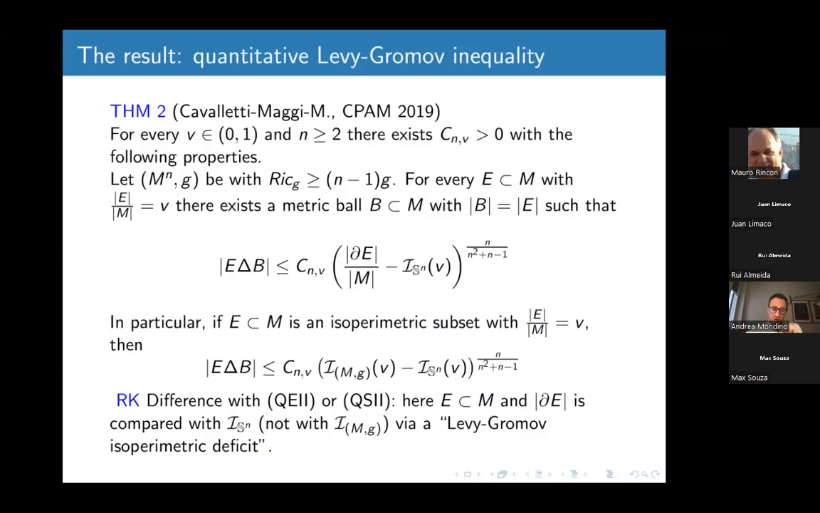Okay. Here we're doing something different. Here what we are doing is taking the normalized perimeter of the subset, and this subset is a subset of M. And we are comparing it with the isoperimetric profile, not of the manifold, but of the sphere, because this is the comparison in the Lévy-Gromov inequality. So we compare it with the isoperimetric profile function of the sphere at the relevant volume. And if this is small, then the set must be close in volume sense to a metric ball, not of the sphere, but of the manifold M. So this ball here is inside the manifold M.